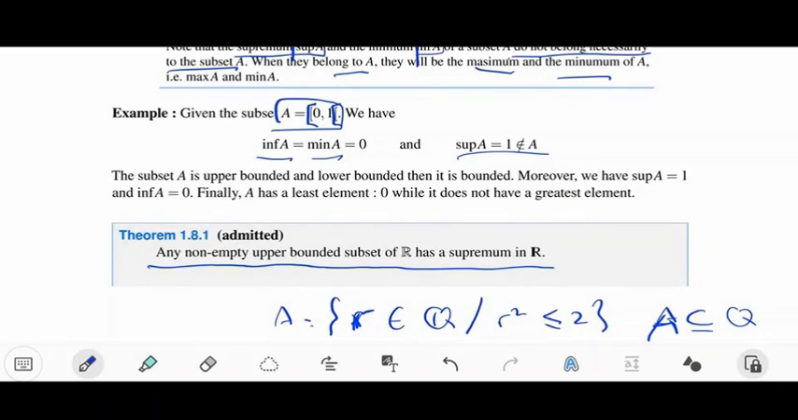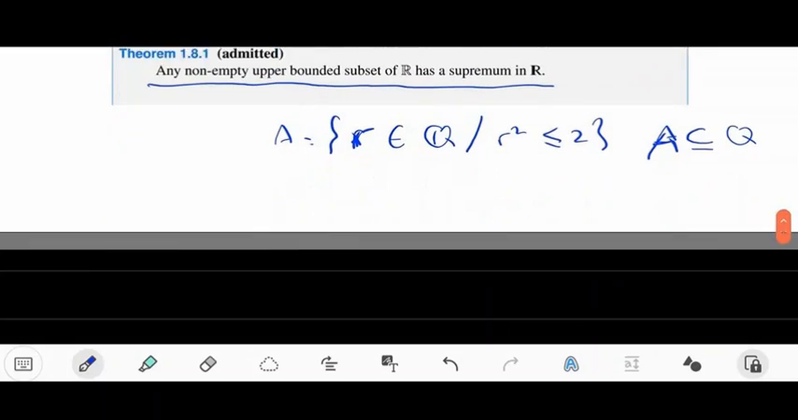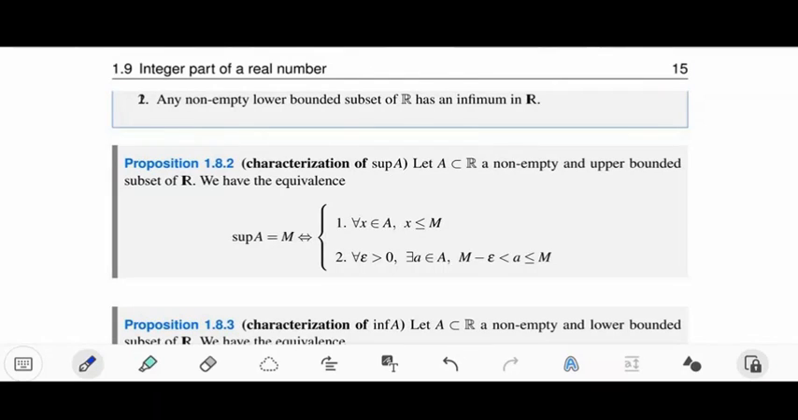So this is a bounded set, or at least upper bounded set, that has its supremum not in Q but in R, while the set is in Q. Okay, so this is not the case in R. In R, if you take a subset of R which is bounded or upper bounded, then it has its supremum in R. And it's the same case if the set is lower bounded, then it has its infimum in R. So this is the second part of the theorem.